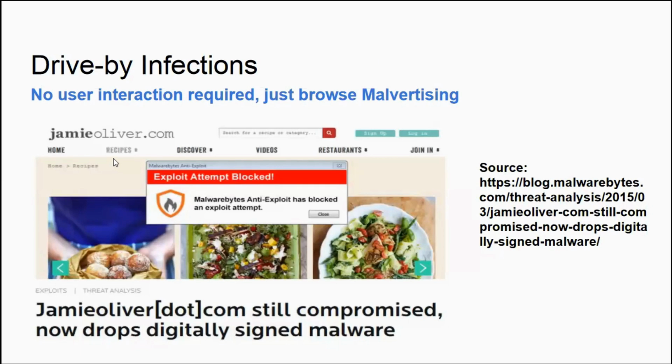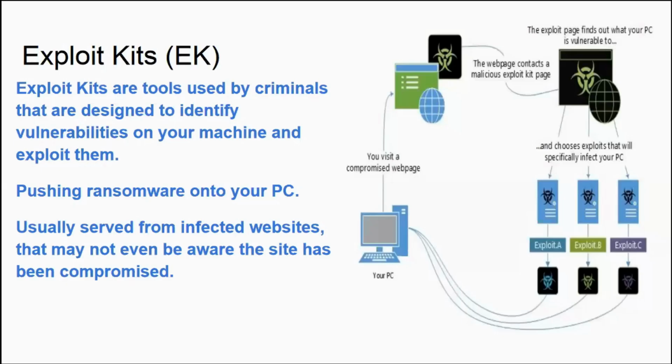Now you can see the example of drive-by infection. There is no user interaction required, just browsing a malvertising website. For example, a genuine website is taken over by the ransomware attacker, and general users access that website, and the malware is automatically downloaded into the system. So without user interaction, they can push the ransomware attack into your system. Here is one example of a drive-by infection.